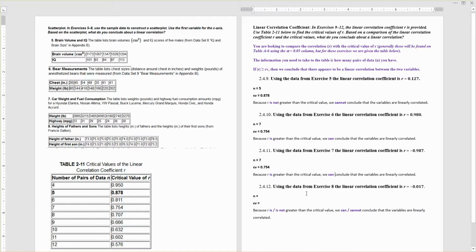And in our last exercise, number 12, it says go back to 8. 1, 2, 3, 4, 5, 6, 7, 8, 9, 10 pairs of data. And with 10 pairs of data, our minimum value for the correlation is 0.632. 0.017 is not greater than that value, so we cannot conclude that those variables are linearly correlated.